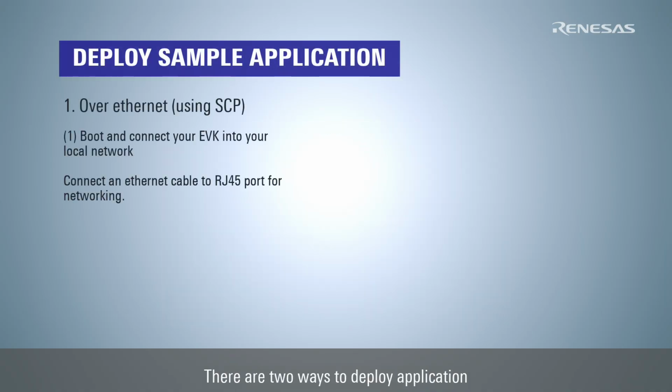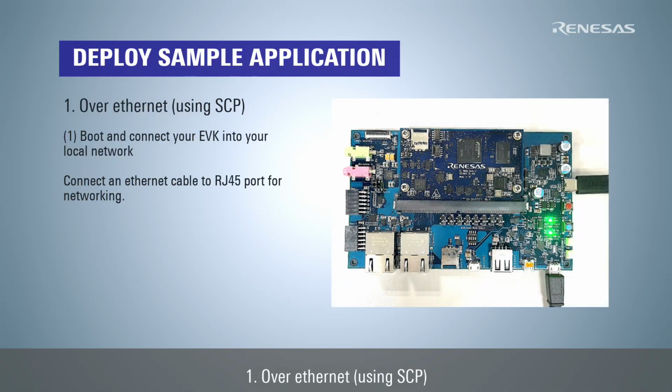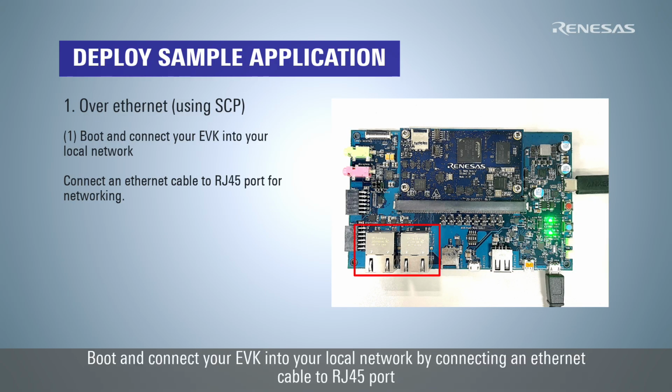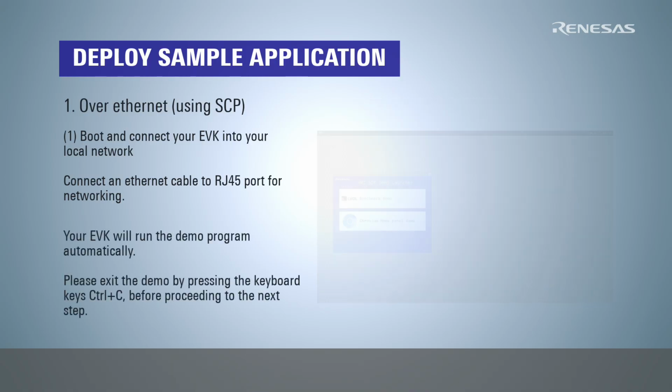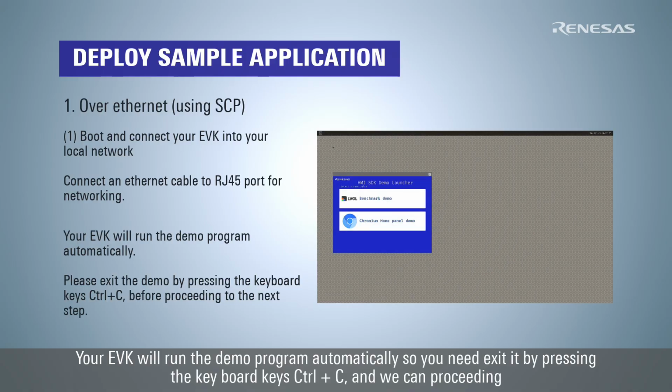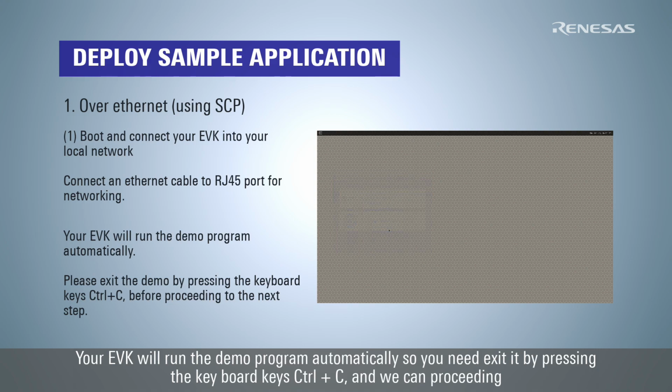There are two ways to deploy application. First, over Ethernet, using SCP. Boot and connect your EVK into your local network by connecting an Ethernet cable to the RJ45 port. Your EVK will run the demo program automatically, so you need to exit it by pressing the keyboard keys Ctrl+C, and then we can proceed.